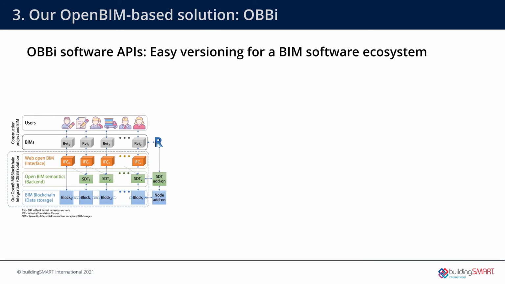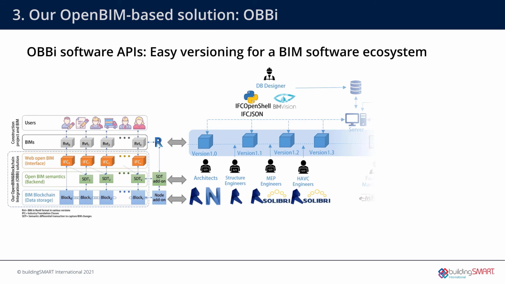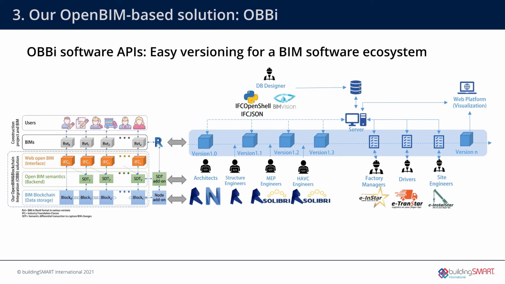The OB solution implementation also supports the current software apart from the user interface for users to read and visualize the changes. We also offer an API and JSON for the commercial BIM authoring tools like Revit, Solibri, Navisworks, and also the construction management software like our in-house developed eInstar, eTranstar, eInstallStar for the concerned stakeholders to access data from the blockchain nodes, as well as to integrate the BIM changes as the SDT tree and the latest BIM.